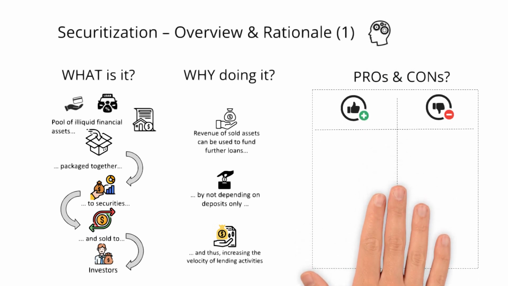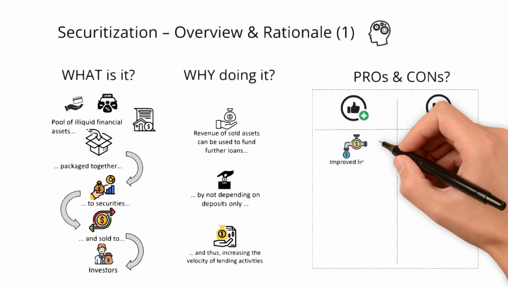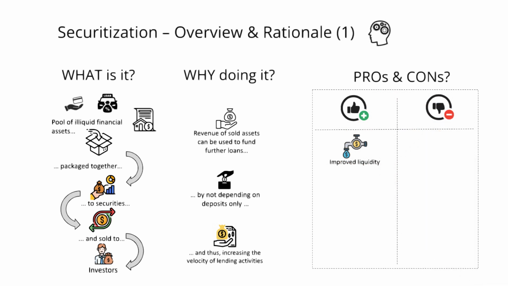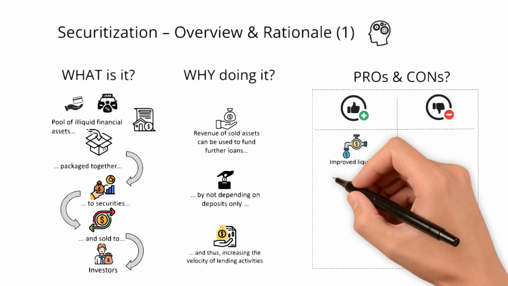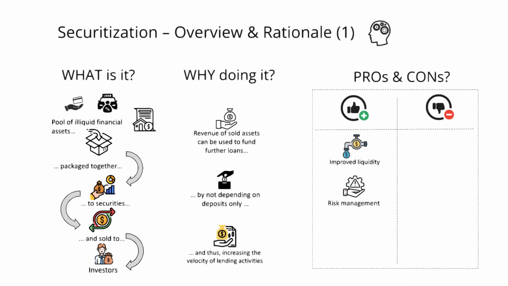Improved liquidity. To reiterate once more, by securitizing illiquid assets, such as mortgages or car loans, financial institutions can convert them into tradable securities, which can be sold to investors. This improves liquidity and provides a way to generate further funds. Risk management. Securitization enables financial institutions to transfer the risk associated with a pool of assets to investors, reducing the risk-weighted assets on the institution's balance sheet.